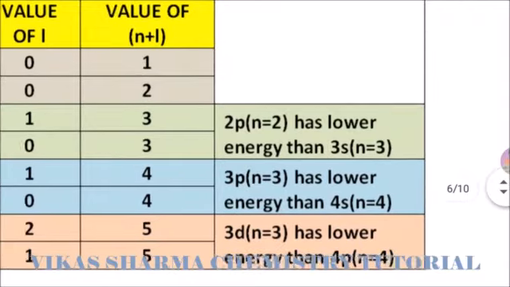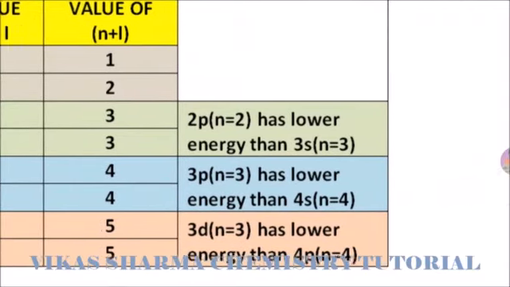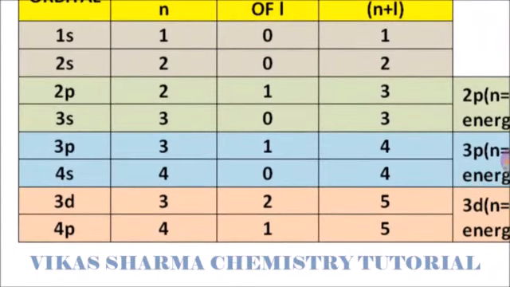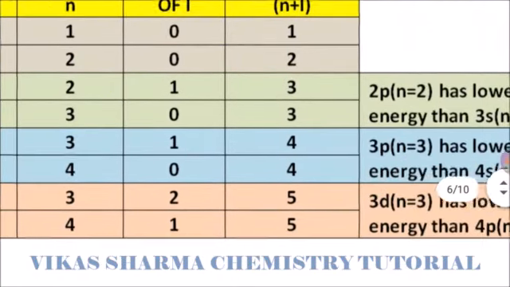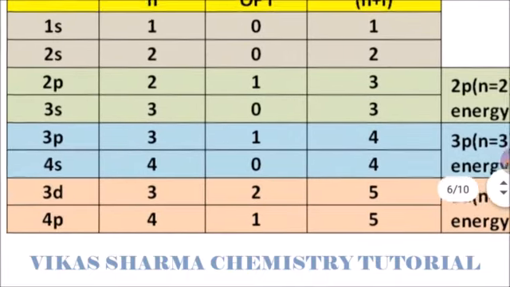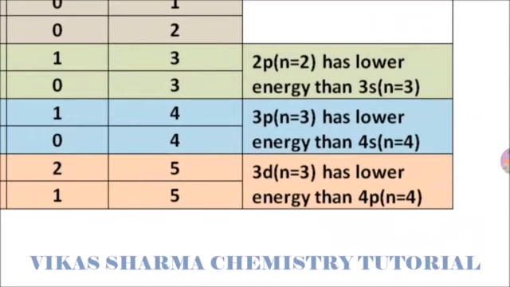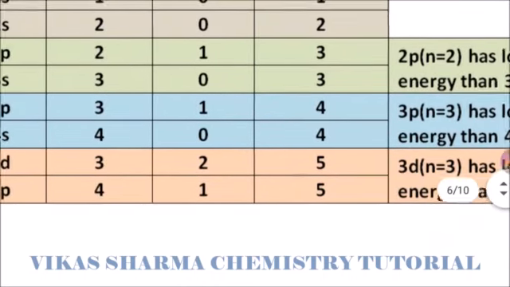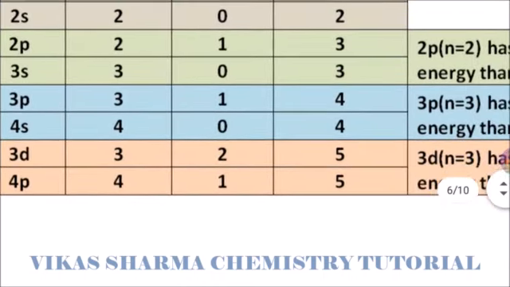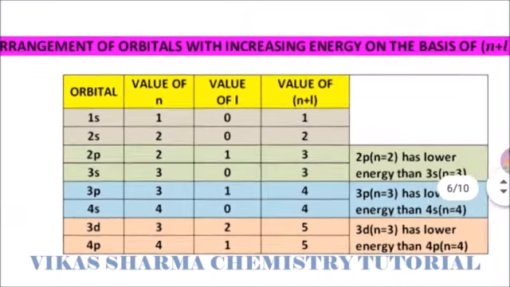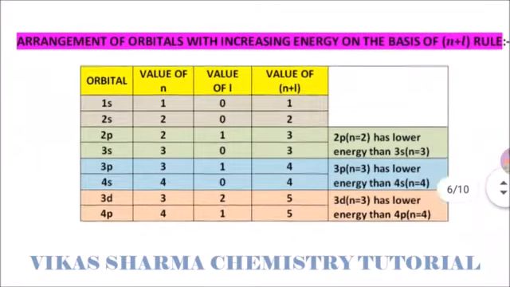So 2p, where n is equal to 2, has lower energy than 3s, meaning 2p is filled before 3s, because its principal quantum number is lower than that of 3s. Next situation, 3p and 4s: 3p, whose n value is 3, has lower energy than 4s, so it is filled first. Comparing 3d with 4p, 3d, with principal quantum number 3, has lower energy than 4p, so it is filled first. So students, this table helps to understand how the electrons are filled.